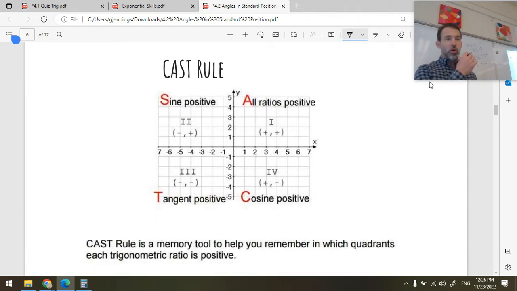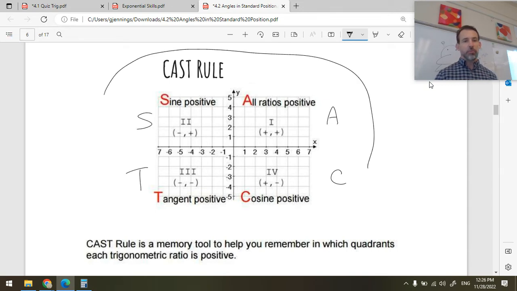And the CAST rule is one memory trick that you can use to memorize this. The way you use it is you remember CAST is spelled C-A-S-T, and for some reason we go this way from the fourth quadrant all the way to the third quadrant there to spell CAST. And then what that tells you is up here, sine, cosine, and tangent are all positive. Over here, only sine is positive. Over here, only tangent is positive. And over here, only cosine is positive.